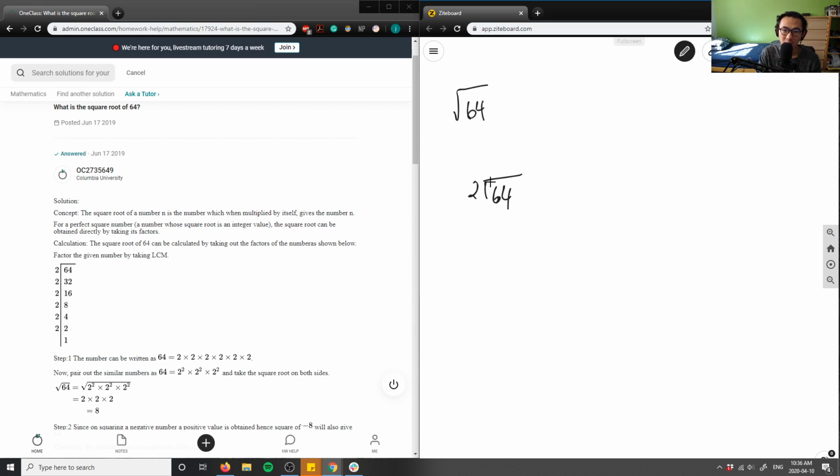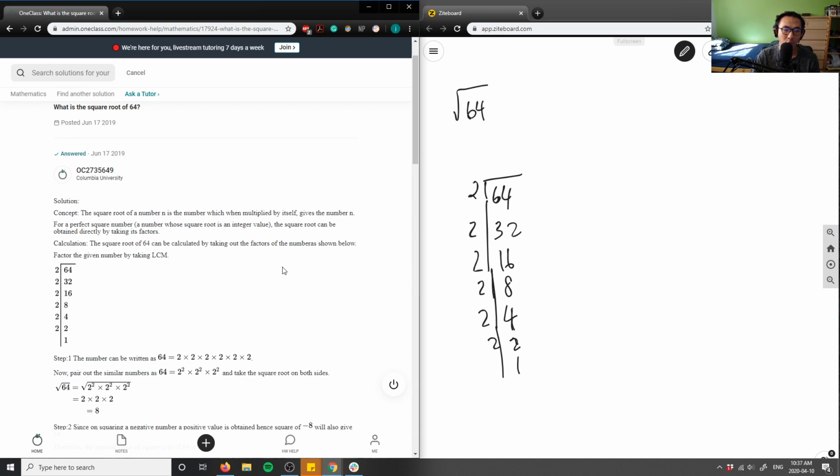If you take 2 out, 2 times what equals 64? 2 times 32 is 64. Then they take out another 2: 2 times what equals 32? That's 16. And 2 times what equals 16? 2 times 8 equals 16. They took out another 2, and 2 times what equals 8 would be 4. Sorry, I missed a 4 here. And then 2 times 2 equals 4, right? I'm left with 2, and then I have 1, and 1 times 1 is 1, right?